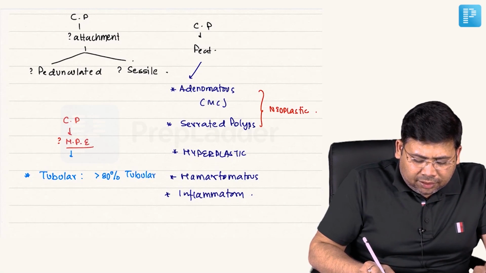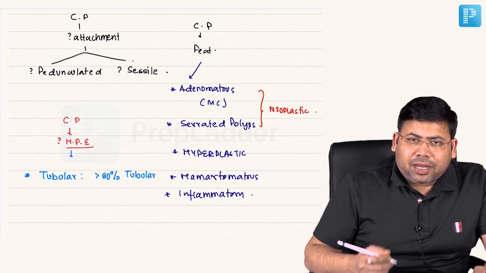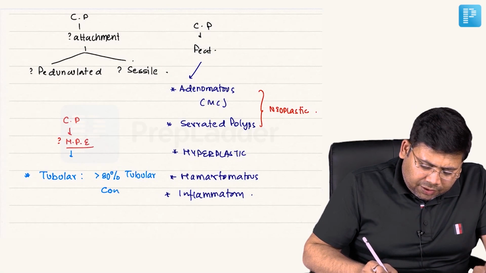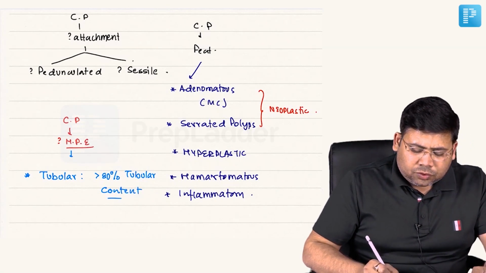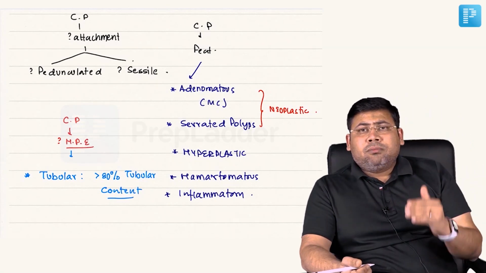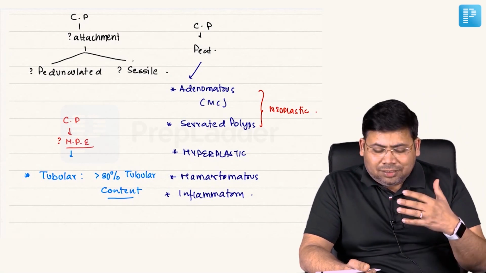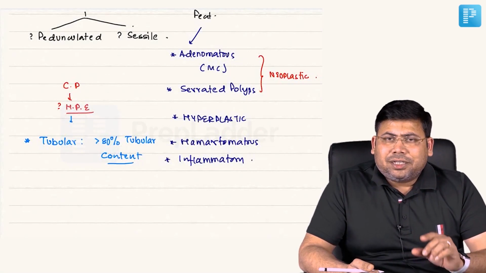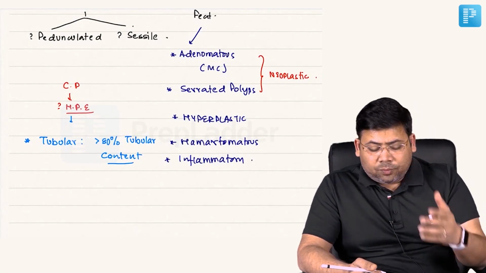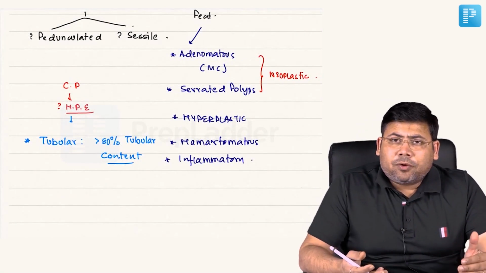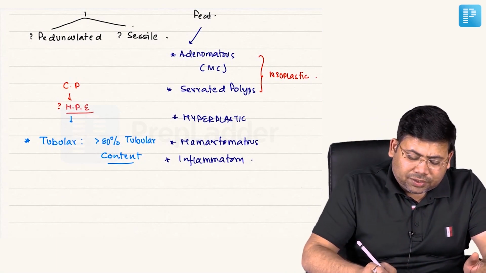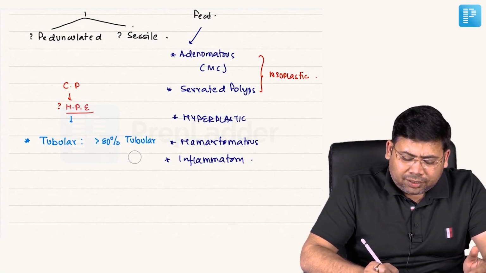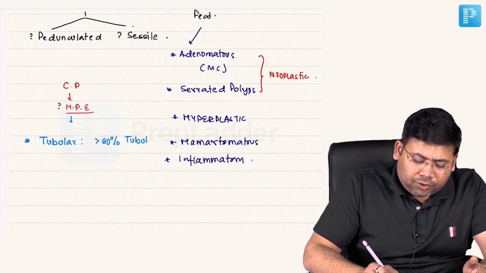Try to understand, normal columnar epithelium will have tubules. So the more the tubules, the more normal is the behavior of this colonic polyp. So tubular, if the content is 80% or above, it is tubular. If more than 80% tubular content or tubules are there, you will say it is a tubular type.